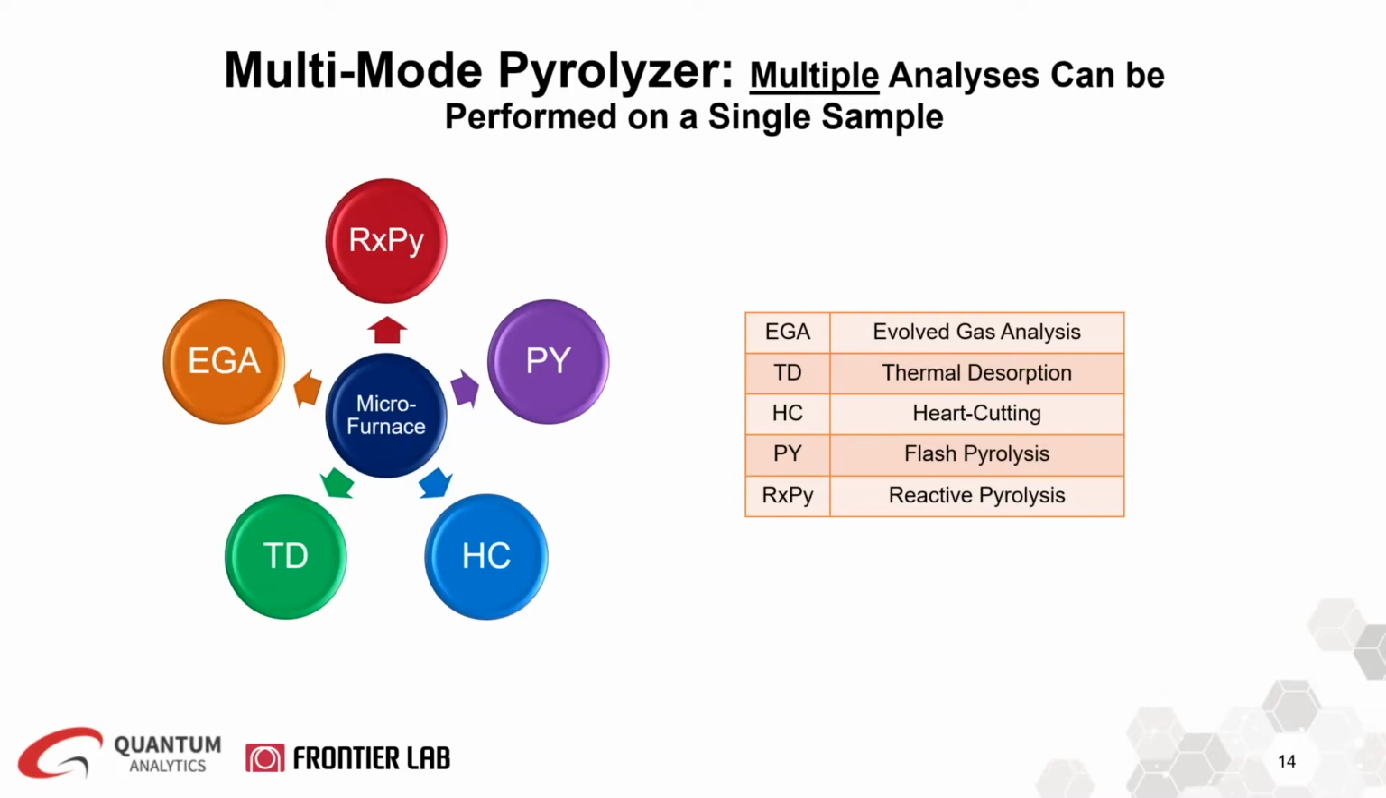So now that we know what is pyrolysis GCMS system configuration, let's talk about the multi-mode pyrolyzer and how it works. As the name says, using the multi-mode pyrolyzer, multiple analyses can be performed on a single sample. So this is really another advantage of the multi-mode pyrolyzer, where its furnace can be used for multiple analytical techniques, in addition to flash pyrolysis.